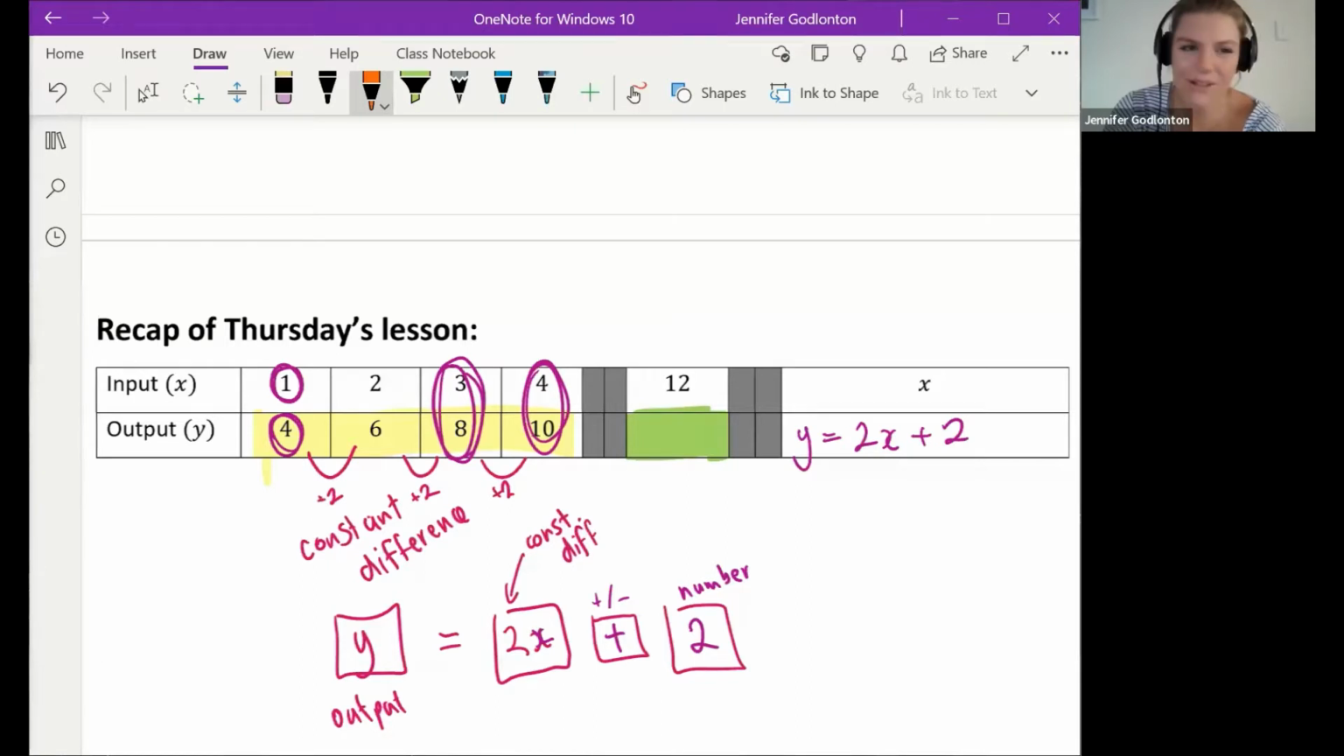24. Okay, so so far we've got 24, 26, and 28. I can tell you that one of those is correct. 26. It's 26.